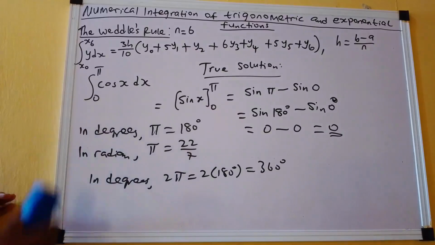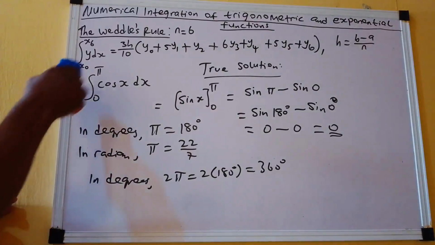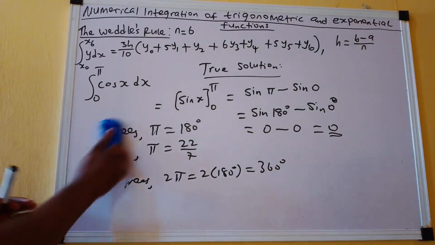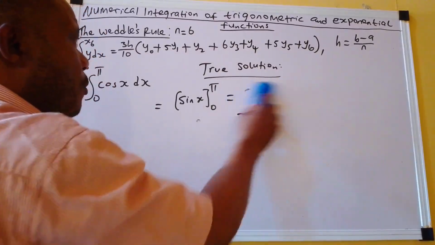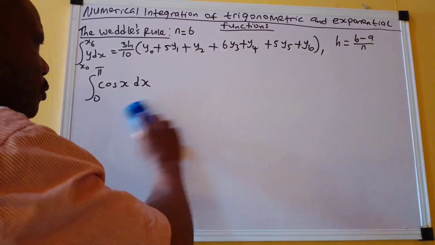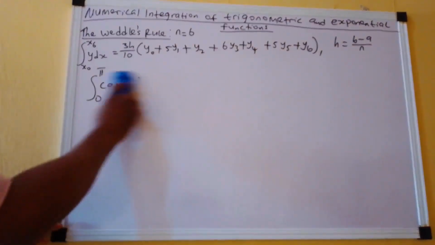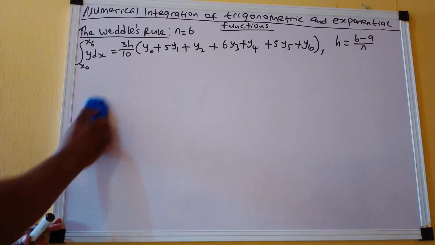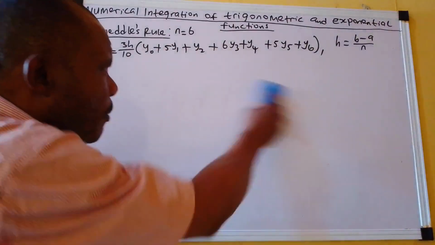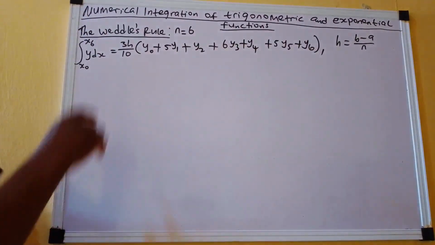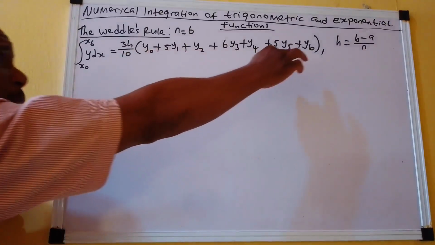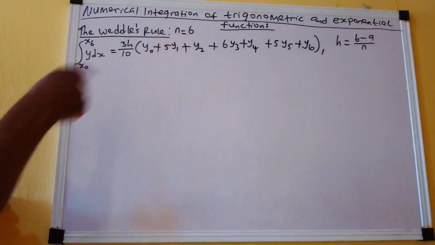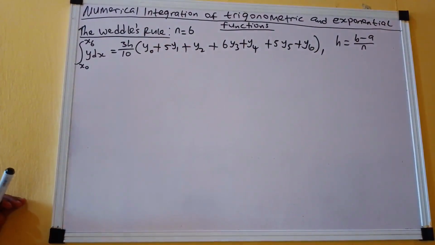Now let us use our numerical methods. The first method we shall be using here is Weddle's formula, the Weddle's rule. Now, for you to use the Weddle's rule, you must understand that here our n is equal to 6. That's why you see the formula runs from y0 to y6. So our h is given as b minus a all over n.